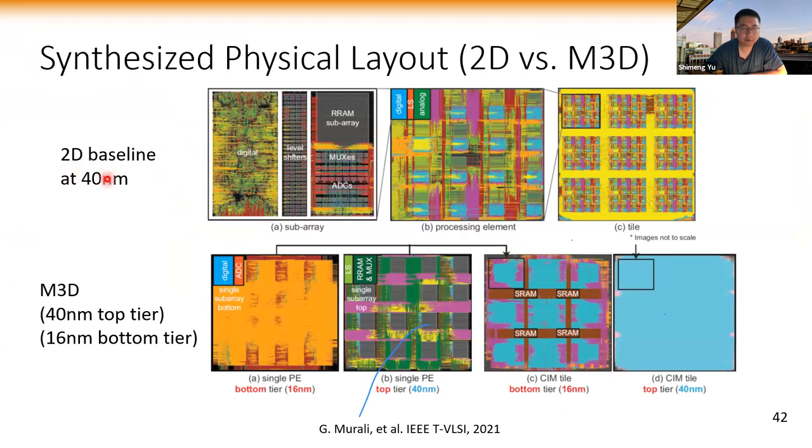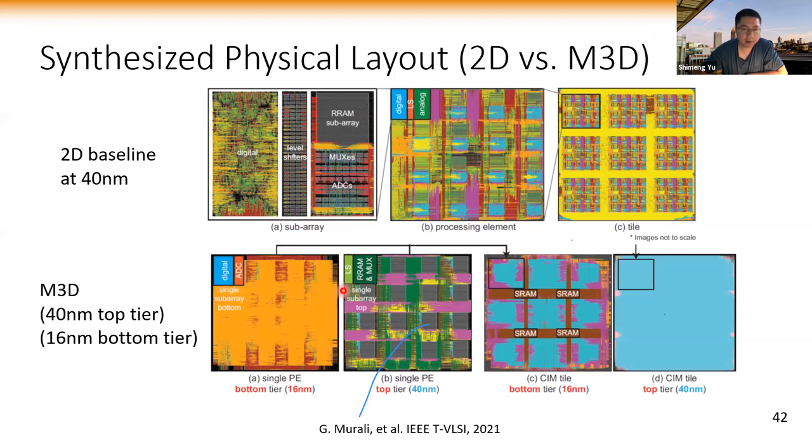If we do everything at a 2D baseline, like conventional silicon chips, you only have the one tier. So this is at the 40 nanometer node, and this is the layout of the chip. And then what we can do is partition this into two tiers. At the top tier with the 40 nanometer PDK, we can have the RRAM and the closest peripheral circuits, level shifters and the MUX. At the bottom tier, we can have the logic at a more advanced node. Here we only have the 16 nanometer PDK, so we do that at 16 nanometer, but you can imagine doing that at 7 nanometer or 5 nanometer, if you have access to that.